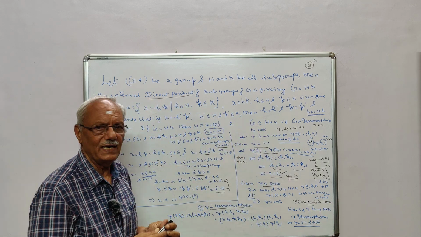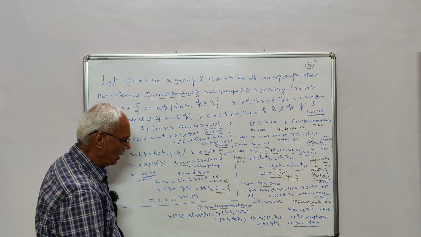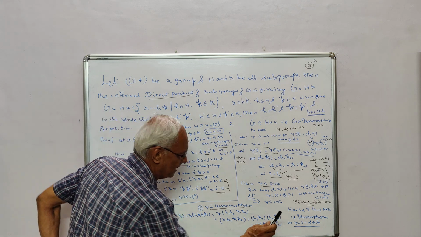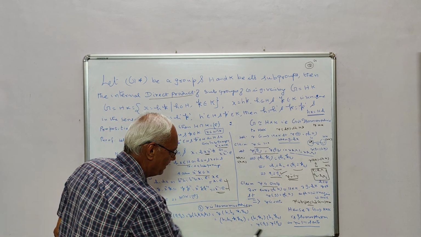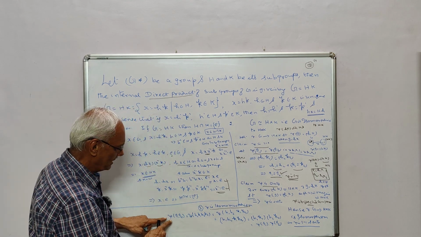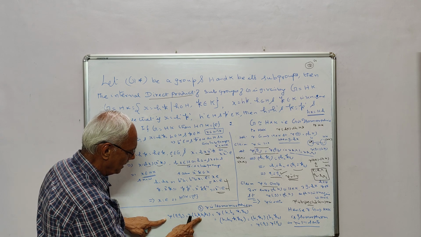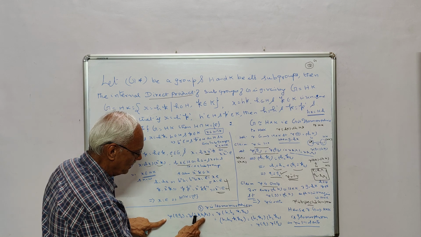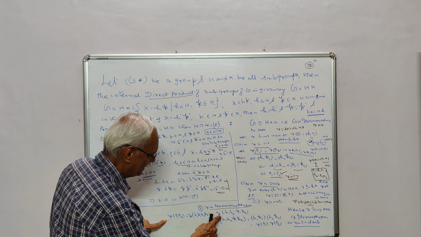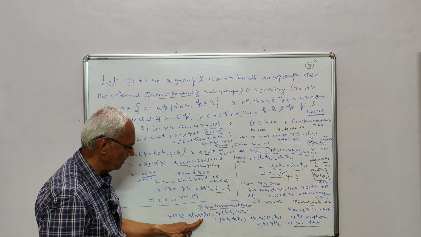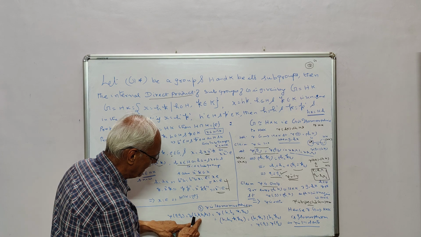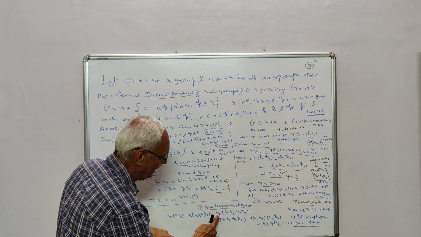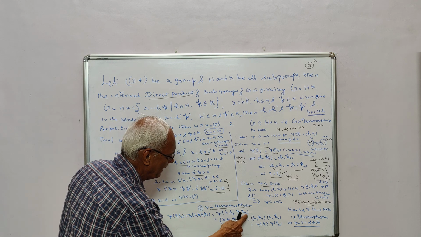Now let me prove that it is a homomorphism. What should I prove for homomorphism? Xi of G1 G2 must be equal to Xi of G1 times Xi of G2. If I can establish this, then it becomes a homomorphism. Now what is Xi of G1 G2? G1 is H1 K1 and G2 is H2 K2. So Xi of G1 G2 will be equal to Xi of H1 K1 H2 K2. This can be rewritten as Xi of H1 H2 K1 K2.